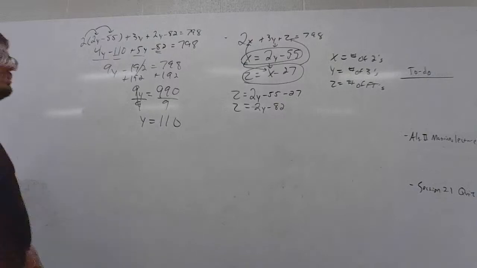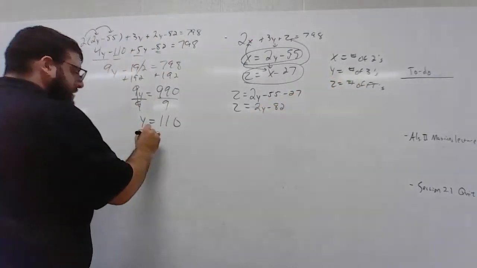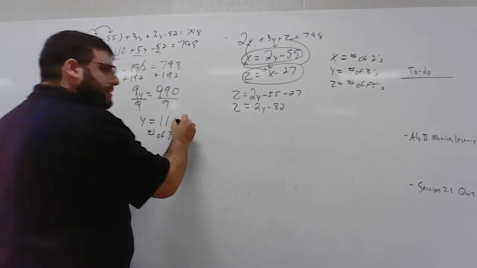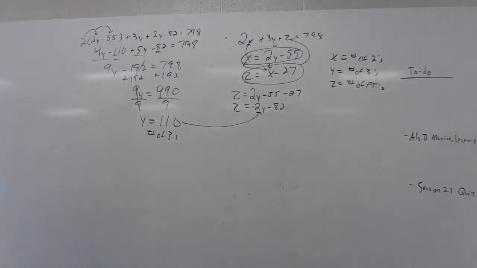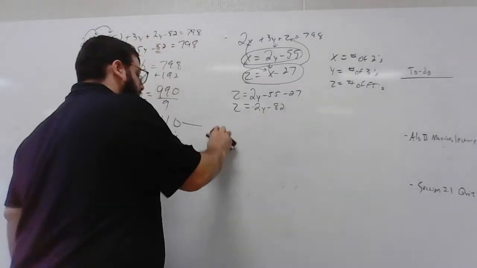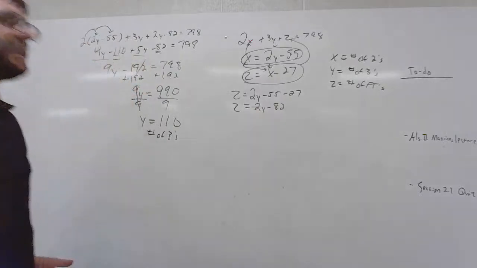And remember what y represents. y represents the number of threes. So that's your number of threes. So I'm going to take that value, plug it in here. Well, actually, no. I'm going to go through with my original plan. If you want to take y, plug it in here, that's fine. But you still need to find x anyway.